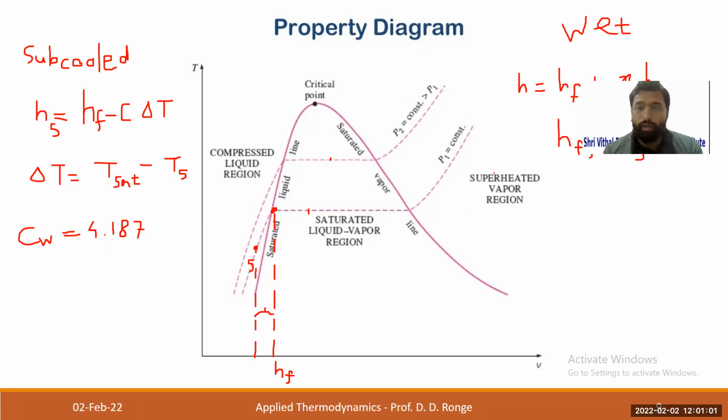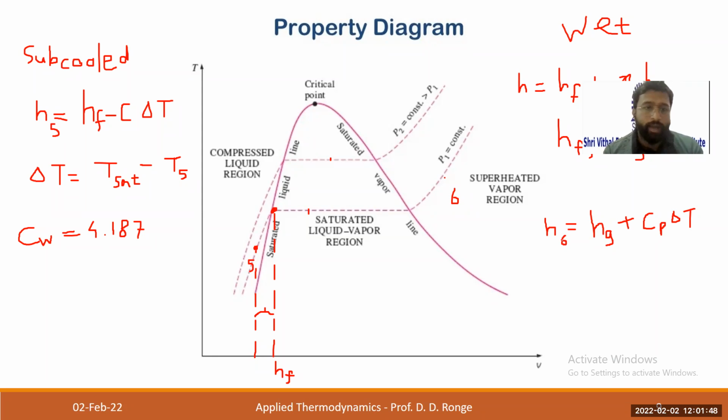Okay. Now, what about the superheated region? In this case, if you want to calculate the enthalpy, let us say at point number 6, again you have to know the enthalpy of dry saturated condition, that is Hg, plus again you can do the same Cp delta T. Here delta T will be T6 minus T saturation. Okay. So this way you can calculate the enthalpy.